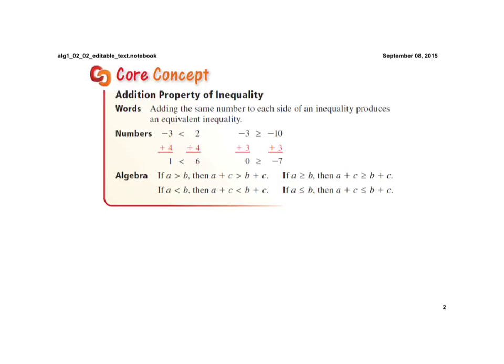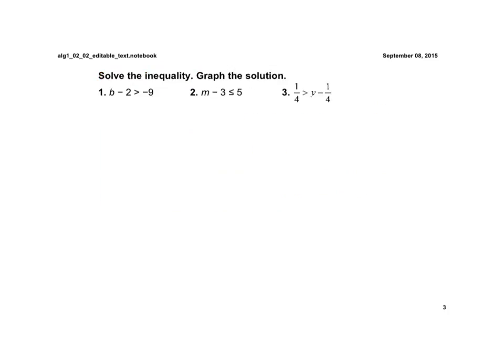And if negative 3 is greater than or equal to negative 10, and we add 3 to both sides, we get 0 is greater than or equal to negative 7, which again is a true inequality. And so we're going to apply this to solving inequalities.